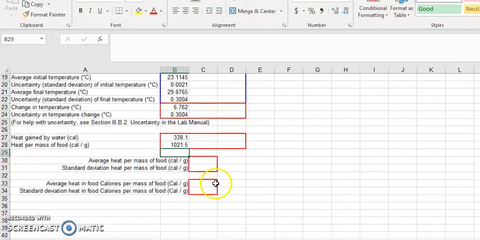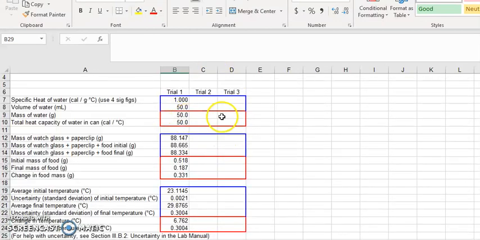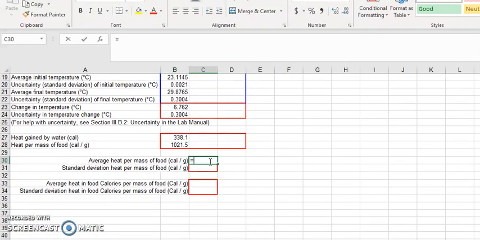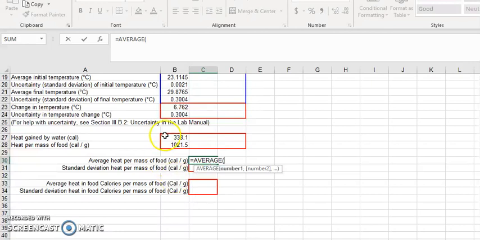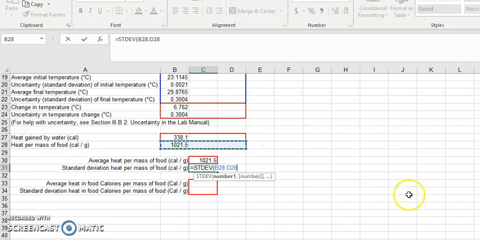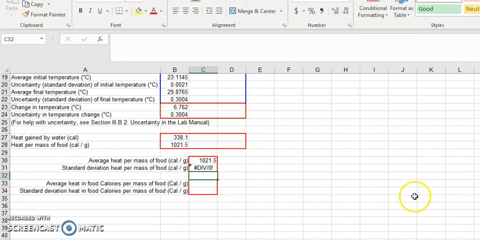Okay, so once you get all your other data in here, you can actually click and drag all of these formulas across. So that makes it really handy. You can't do that in the blue boxes, but you can do it in the red boxes. And then when you come down here, your formulas are average of these 3 values right here, close parentheses. And then you're going to do standard deviation of these 3 values. And once you actually get numbers into those cells, this will show up.